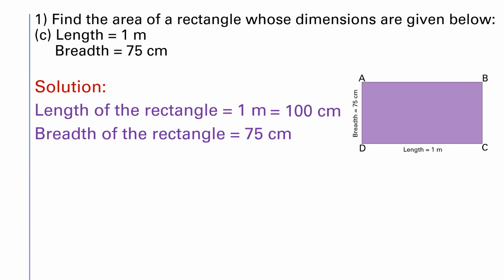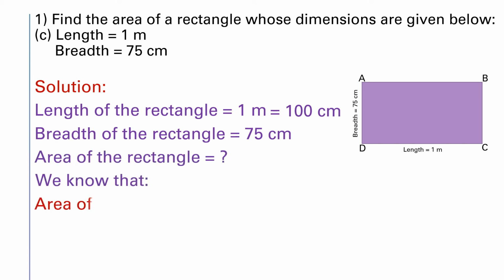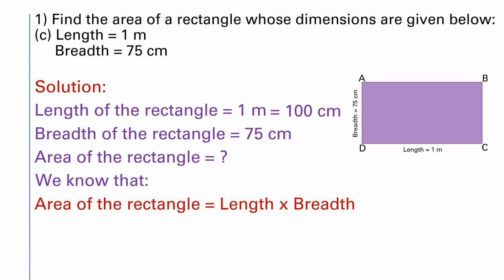Hence, our length become 100 centimeters. And breadth is already in centimeter. That means both are in centimeters. And area of the rectangle we have to find out. We know that area of the rectangle is equal to length multiplied by breadth. Now put the value. Length is equal to 100 centimeters. Breadth is equal to 75 centimeters. So write down 100 centimeters multiplied by 75 centimeters.